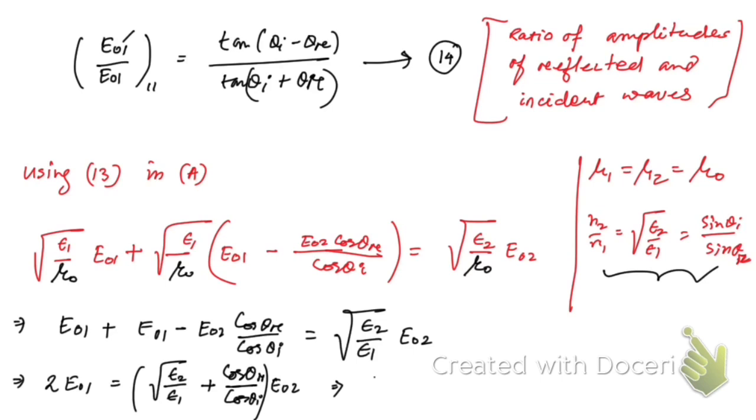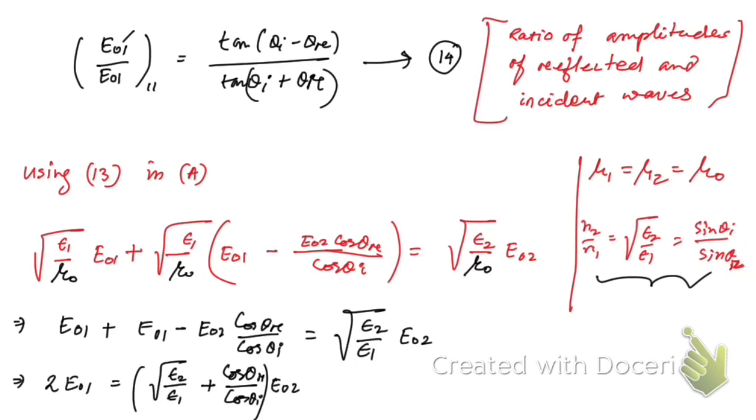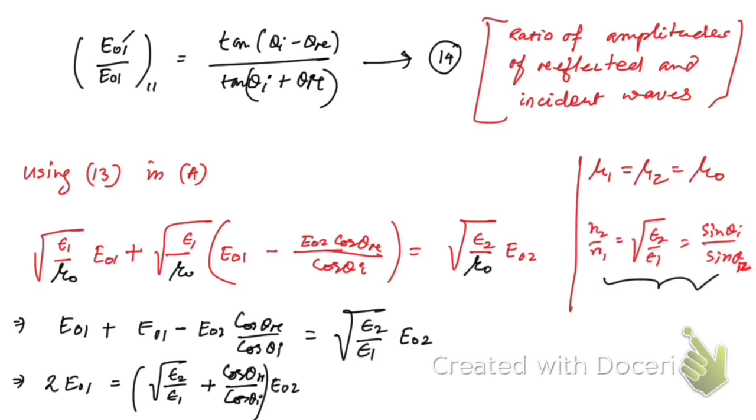So from here, let us find E naught 2 by E naught 1. Let me write this in the next slide. Let me copy this, and here we have this last equation, and the set of equations we're going to use here. We're going to use this equation. Let me copy this equation.